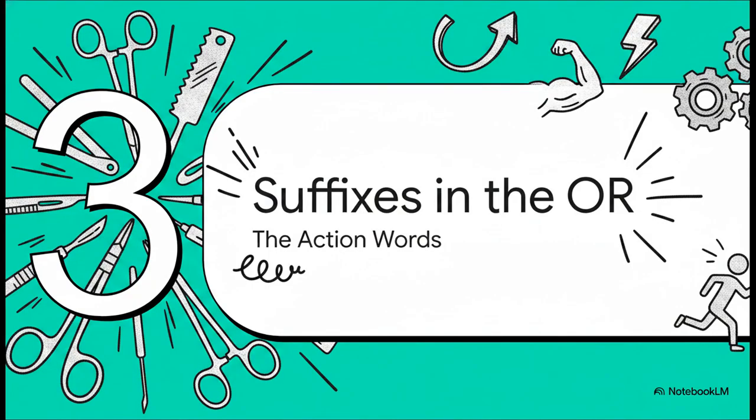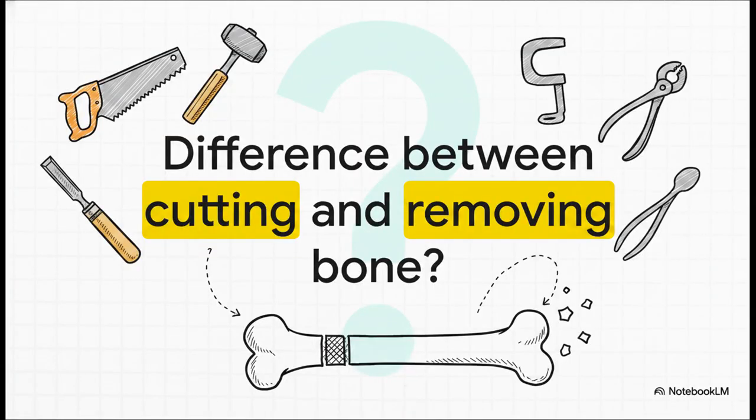All right, Section 3, suffixes in the OR. So if prefixes are our location and roots are our anatomy, suffixes are the action words. They describe exactly what the surgeon is going to do to that anatomy on the table. So let me pose a really critical question to you. What is the actual difference between cutting a bone and removing it?